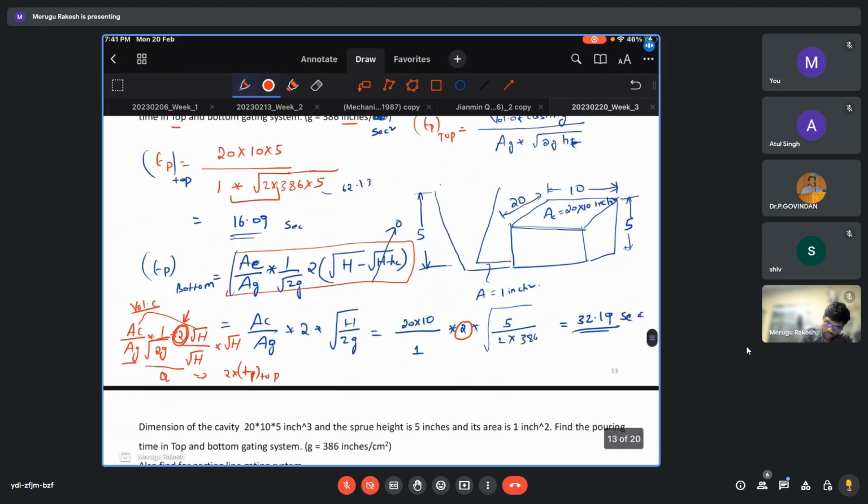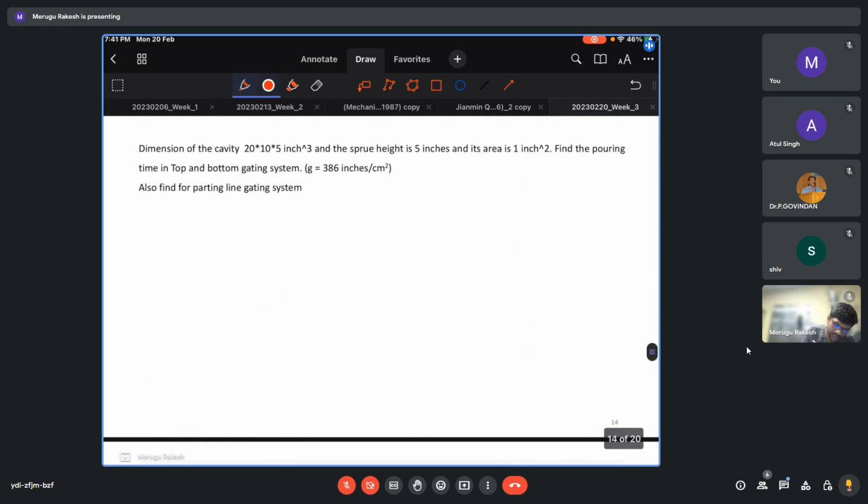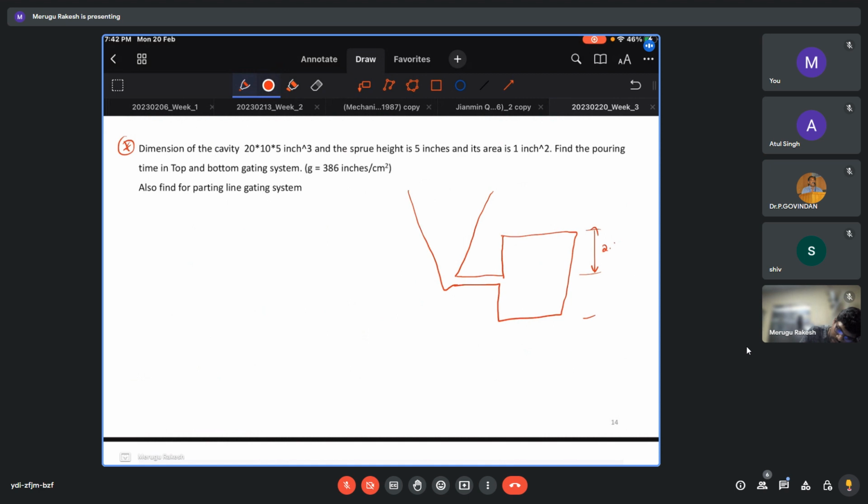Okay. Let's move on. For the same question, just calculate using the parting gating system. This is simple. The parting gating system is nothing but in between. So the gate is here. So this height will be exactly half, 2.5. This is 2.5. This is 5. This is 1, and this will be.